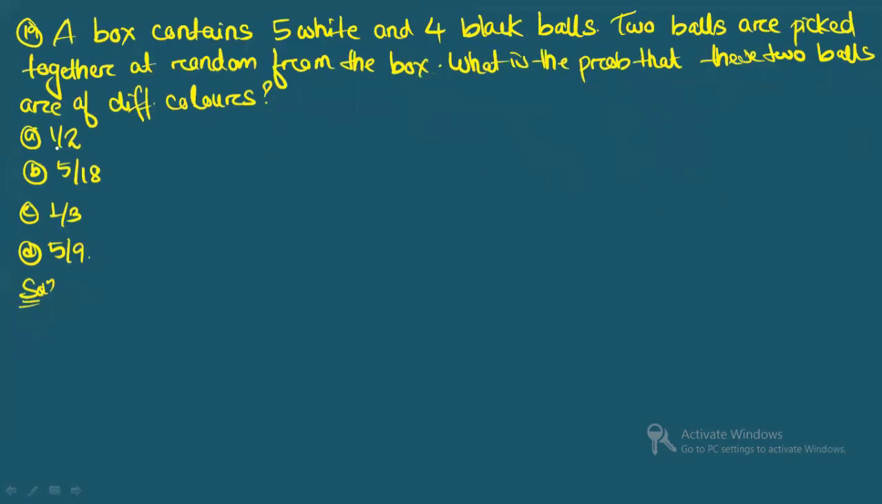Done. Next you see here it is said a box contains 5 white and 4 black balls. 2 balls are picked together at random from the box. What is the probability that these 2 balls are of different colors?